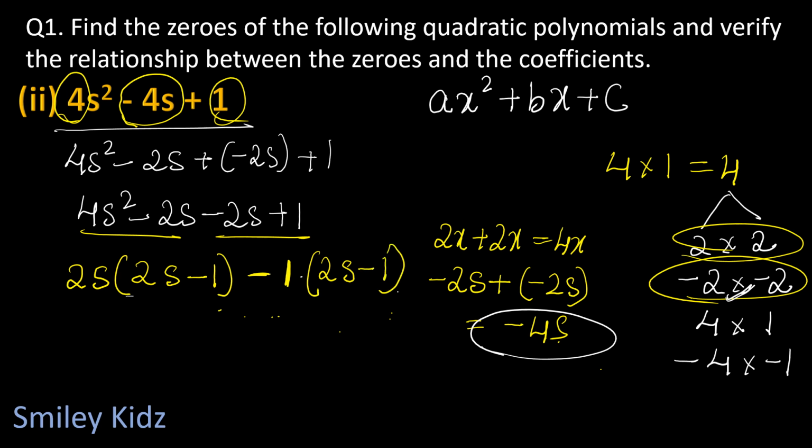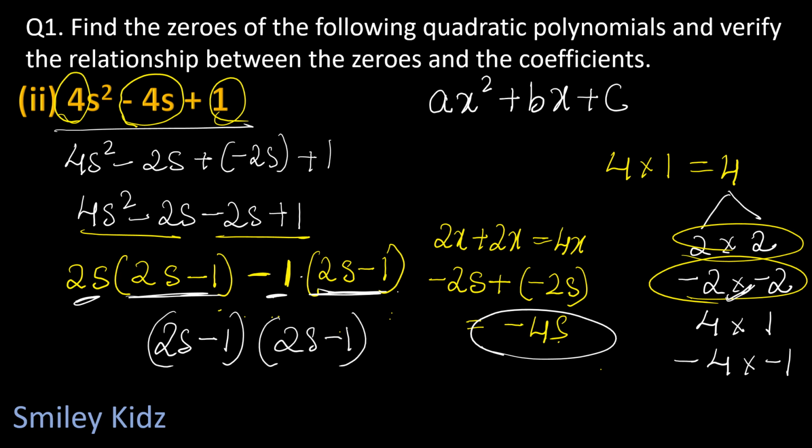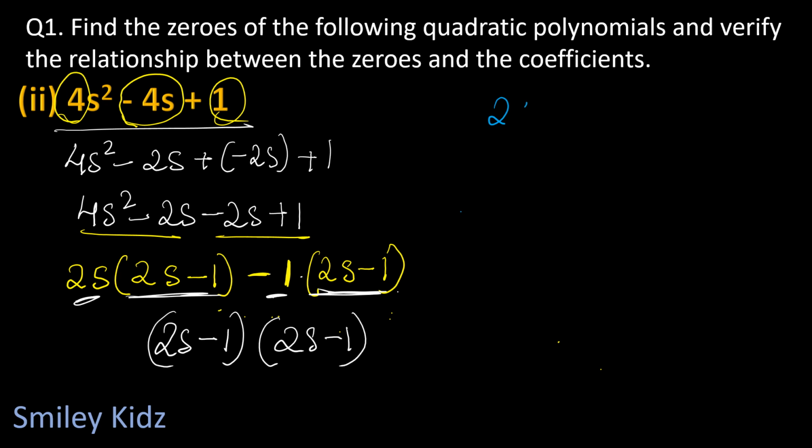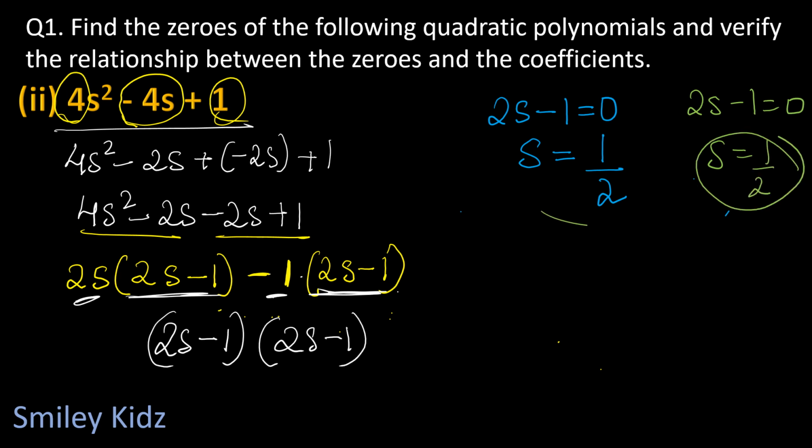So here we are able to see that 2s minus 1 is common. So I'm going to take out 2s minus 1. And again we're able to see that 2s minus 1 is common. So 2s minus 1. Now 2s minus 1 must be equal to 0, right? So s will be equal to what? 1 upon 2. Again the same case with the second one as well. Right. So it's going to be 2s minus 1 is equal to 0 and s will be equal to 1 upon 2.